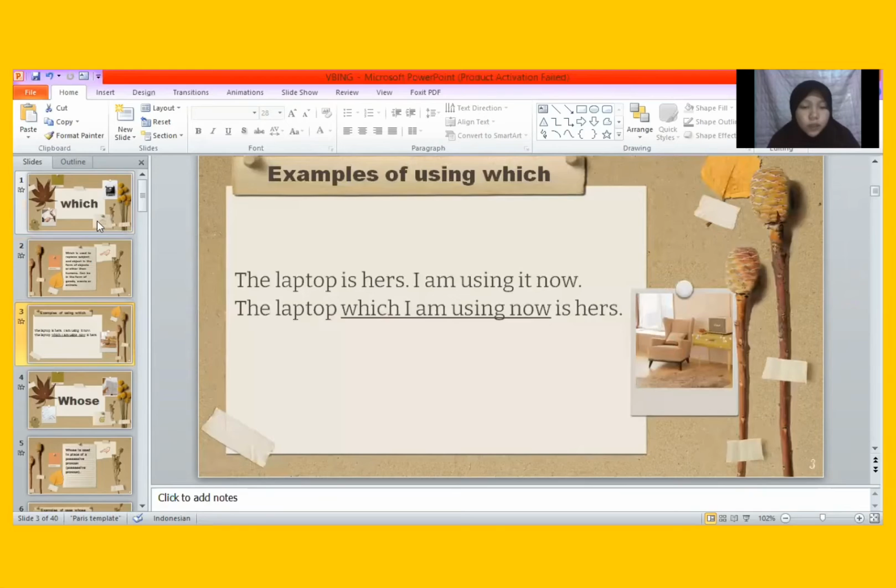Example, the laptop is here. I am using it now. The laptop which I am using now is here. It is replaced with which, and is here is moved to the end.